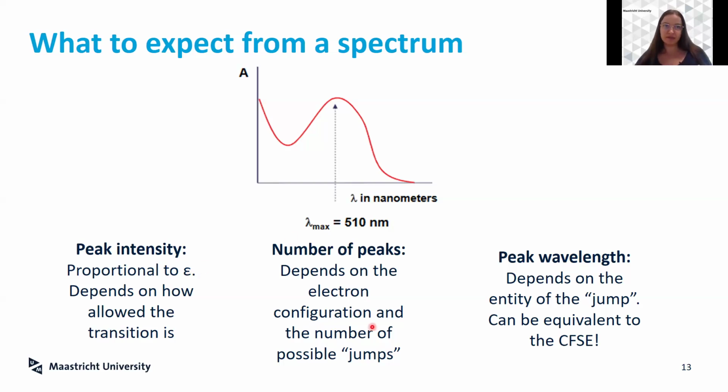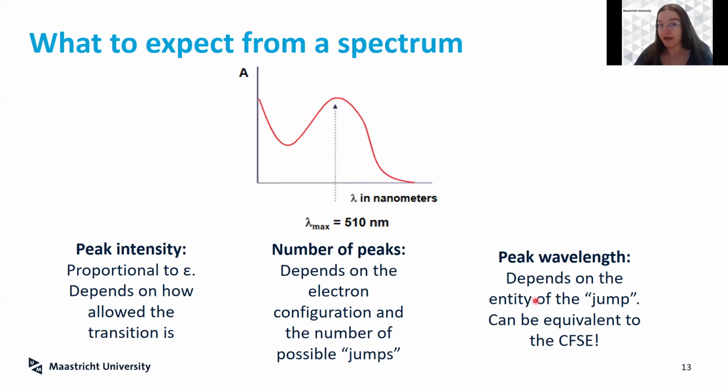The number of peaks depends on the electron configurations. So how many electrons do you actually have to go from the HOMO up? And the number of possible jumps. So how many available excited states do you have within reach of this energy range that you are providing to the system? So how many peaks, how high are the peaks?